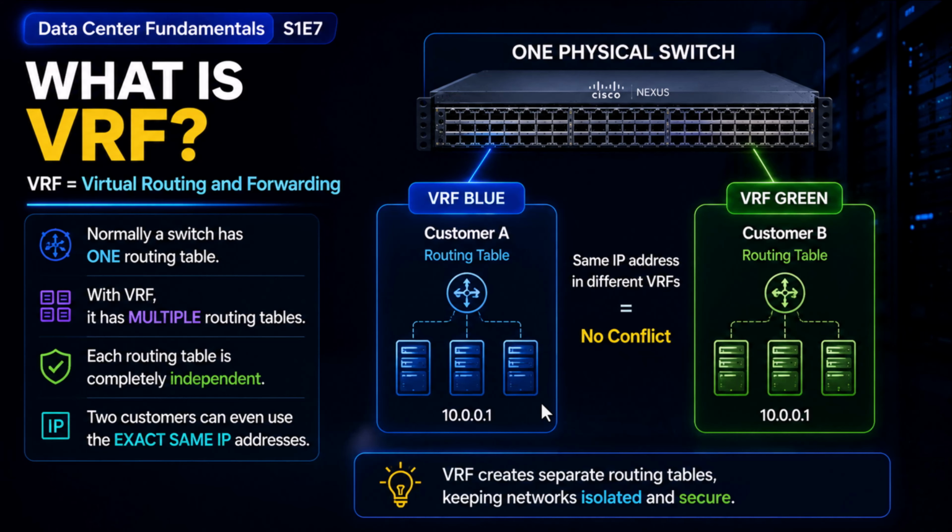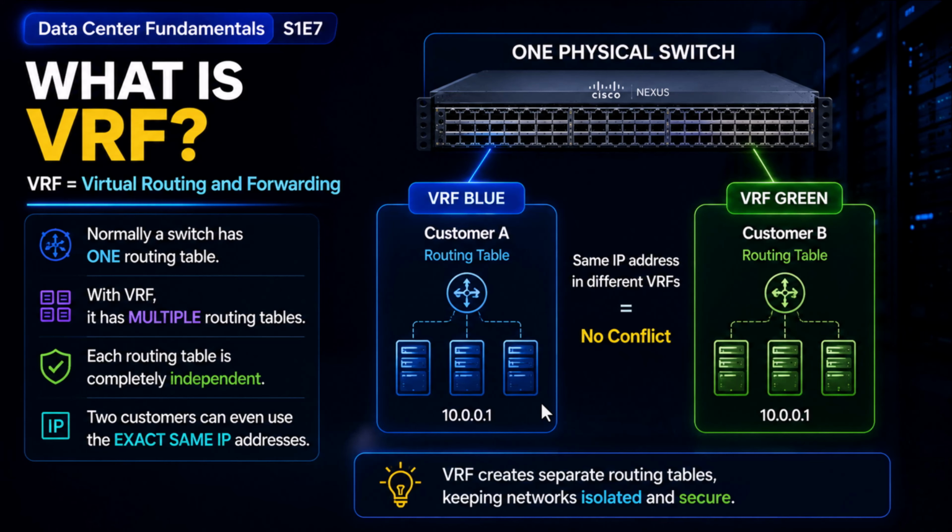Each VRF has its own routes, interfaces, and forwarding decisions. The routes inside VRF blue are not automatically visible inside VRF green. This creates logical separation between the two networks.